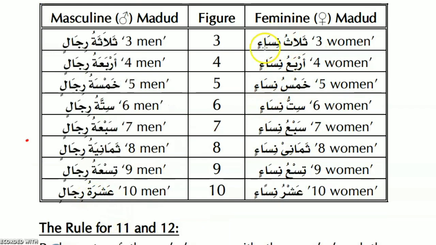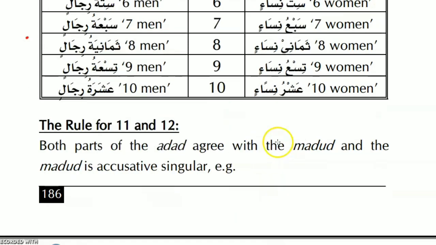Same in this case. If madud is muannas, then you need to bring adad as a muzakkar. Nisaun is a muannas, and you know that nisaun is muannas and plural. Fine. So salasu nisain. Salasu is muzakkar, nisain is muannas. See, there is a paradoxical agreement. So that's why salasu nisain, arba'u nisain, khamsu nisain, sitta nisain, sab'a nisain, samani nisain, tisa nisain, ashara nisain.